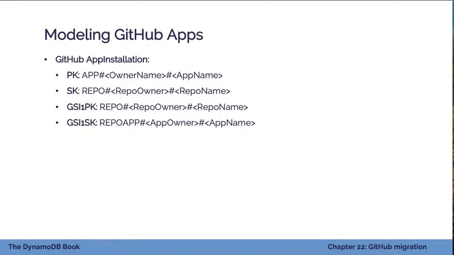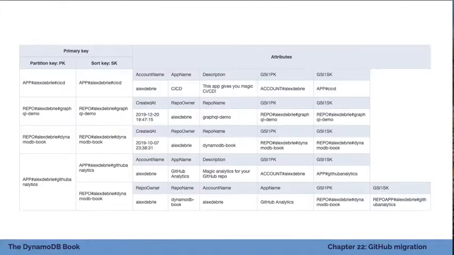So let's see how we're going to model this out. We're going to create this GitHub app installation item. That PK is going to be app hash owner name hash app name, which is going to put it in the same item collection as the GitHub app itself. And then that sort key is going to be repo hash repo owner repo name. And again, the combination of all that stuff will make sure you don't install an app multiple times into the same repository. Then to handle get repo and all the app installations for a repo, we can have the GSI1 PK of repo hash repo owner and hash repo name, and then the GSI1 SK of repo app hash app owner hash app name.